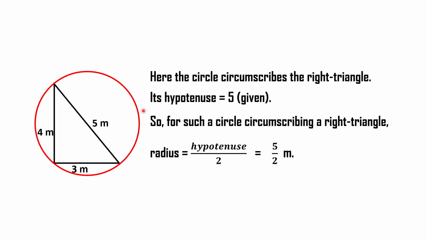So in case a circle circumscribes a right triangle, the hypotenuse is the diameter and the radius will be half of the hypotenuse, here 5 by 2. Radius is 5 by 2.